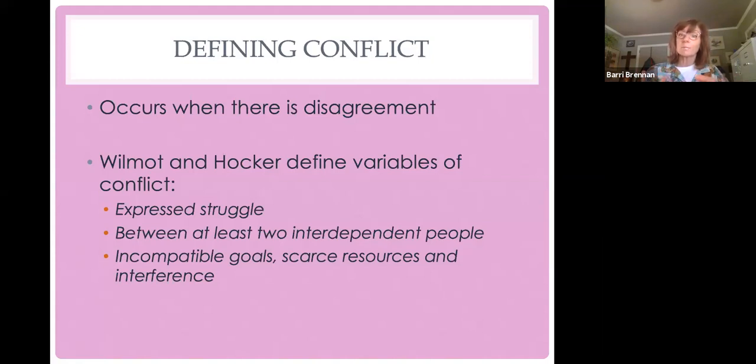Probably you could go out and buy some lamb chops, or make some more lasagna. But this idea that there's not enough, and your goal and the goal of the other person are not compatible. You're not on the same page, and there's some interference, right? Interference is keeping you from getting what you want.